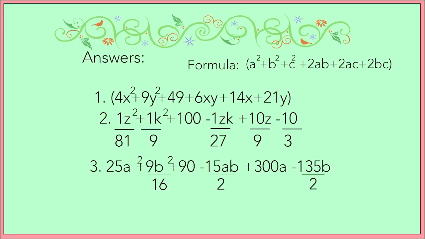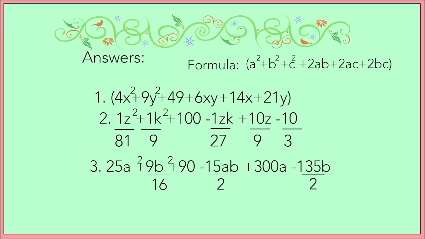Number 1, you will have to square 2x, which will be equal to 4x squared. Then you will have to do that for all the terms also. So 3y will be 9y squared, 7 will be 49. Then for the second part, we'll have to multiply 2x by 3y by 2. It will be equal to 12xy.